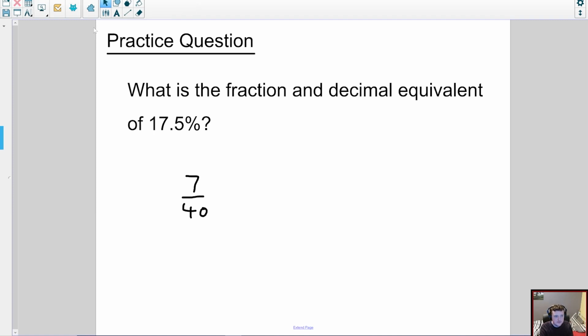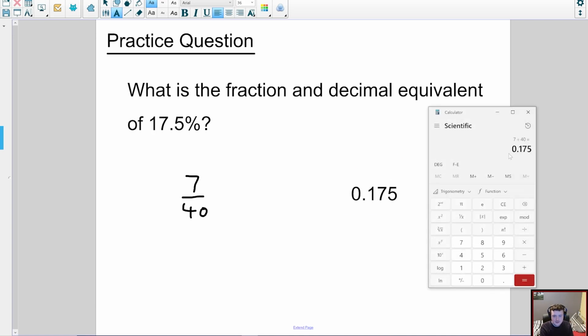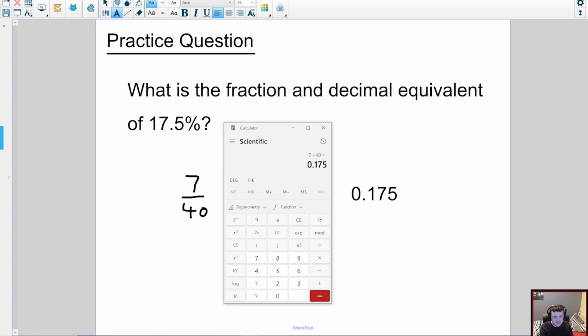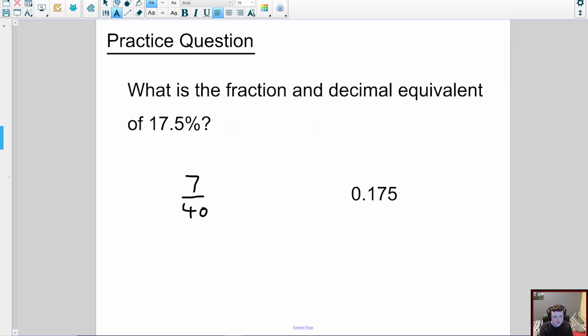The decimal equivalent is going to be this divided by 100. So I move it 2 places to the right. I'm going to get 0.175. And that is my decimal equivalent. Just to show you that that is indeed the answer, 7 divided by 40 is 0.175. So these are all equivalent to one another. And so very well done if you managed to get 7 out of 40 and 0.175.